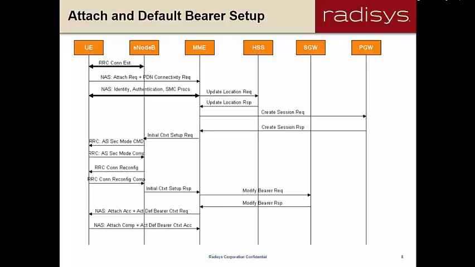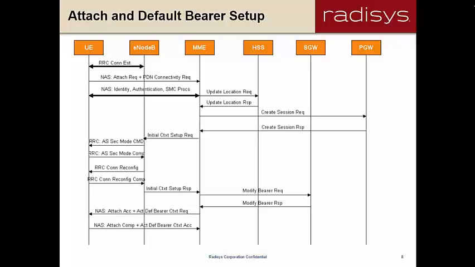UV first establishes the RRC connection with the eNodeB. UV sends the attach request message together with the PDN connectivity request for the PDN connectivity on the established RRC connection. MME updates the location of the UV in the HSS and establishes a GTP tunnel with the P gateway. An IP address is allocated to the UV.